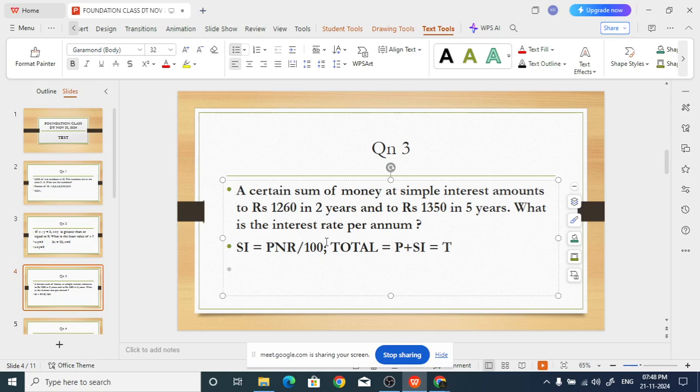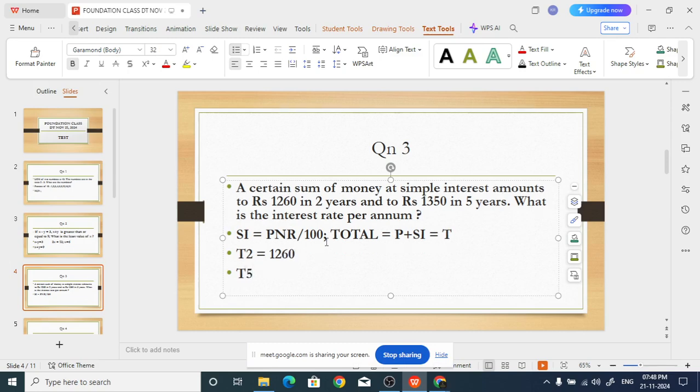It means T for 2 years is 1260. And T for 5 years, it's not T into 5, T for 5 years is equal to 1350. From this, can you find something? T2 is nothing but P plus 2 SI. Am I correct? Simple interest for 1 year is SI, and for 2 years you have to multiply by 2. And here it is P plus 5 SI is equal to 1350.